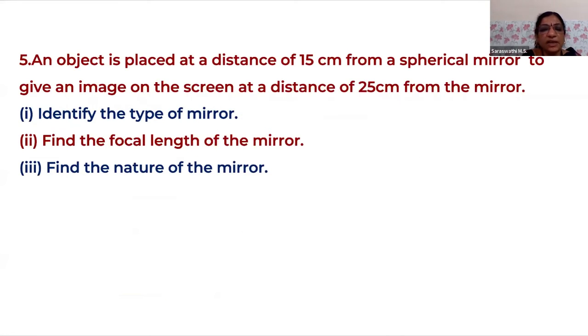Can you try this? An object is placed at a distance of 15 centimeter from a spherical mirror to give an image on the screen at a distance of 25 centimeter from the mirror. Identify the type of mirror. Find the focal length of the mirror. Find the nature of the image. Can you do this?